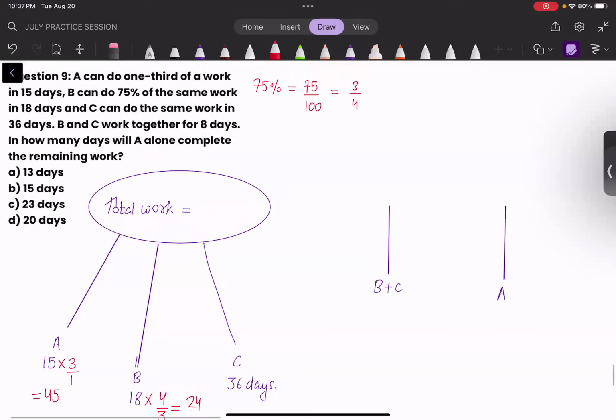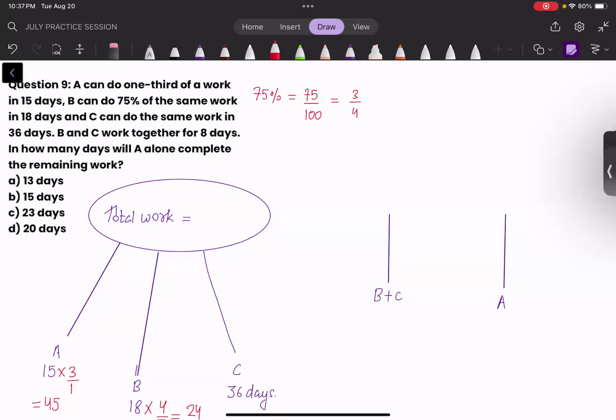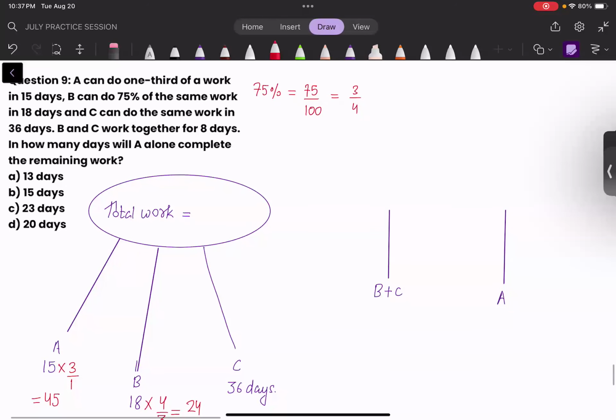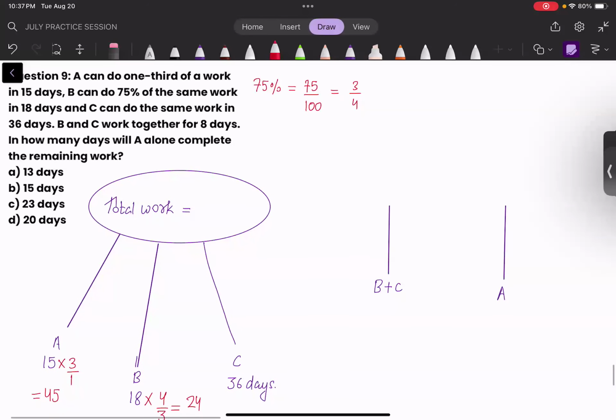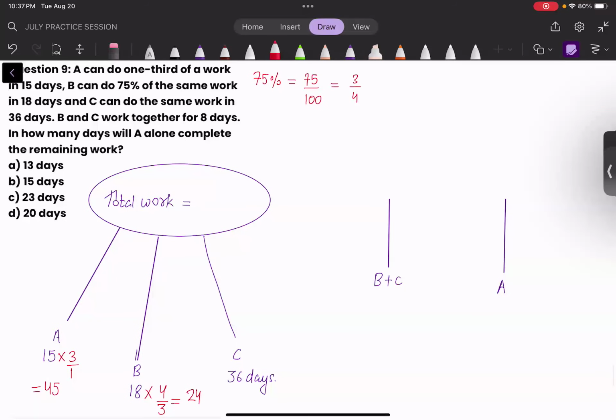Now check C value, is it correct? C value. Is it correct? Yes, C value is correct. Because for C, they have not given 1/3, 2/5, 1/5 like that. Okay, so C value is correct. Now next, you have to tell now what is the total work you will take. So calculate LCM. Values are a little bit bigger, so take LCM.